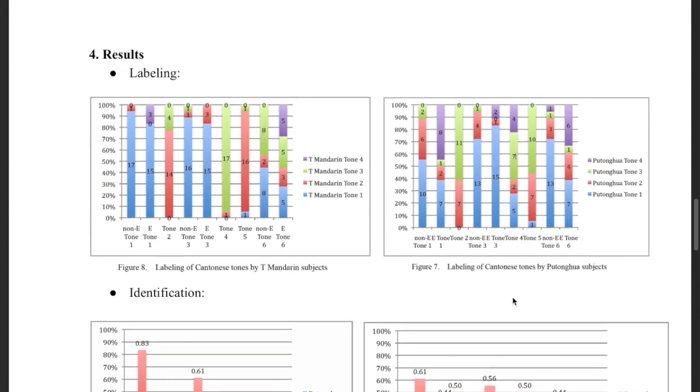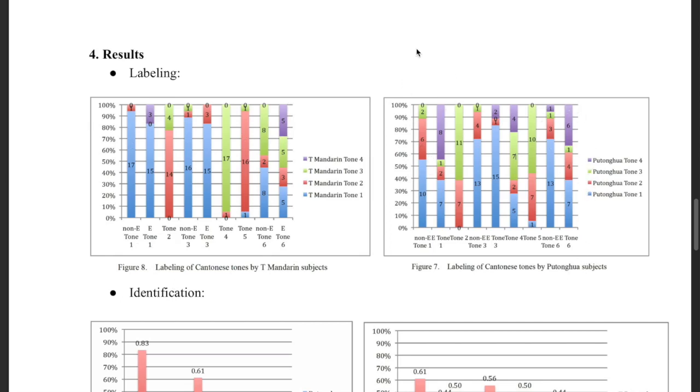Let's look at labeling first. So the first thing to notice is that since Mandarin does not have entering tones, it's interesting to see how Mandarin speakers choose tones to represent the Cantonese entering tones. So for example, here we can see the purple ones. Here they are the Mandarin tone 4, which is the high falling tone. And this is a contour shape that does not exist in Cantonese. So it's interesting to see this tone is almost exclusively mapped to the entering tones in Cantonese, tone 1 and tone 6 to be exact. And it's similar here for the Putonghua subjects.